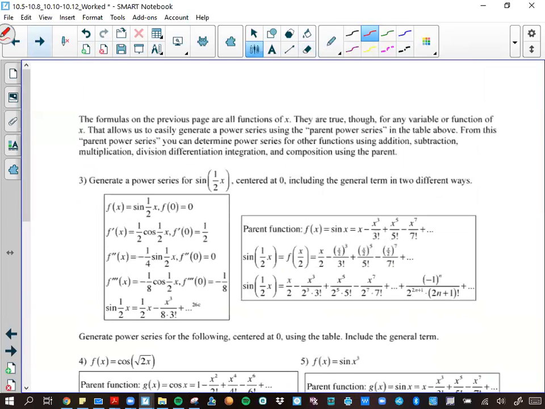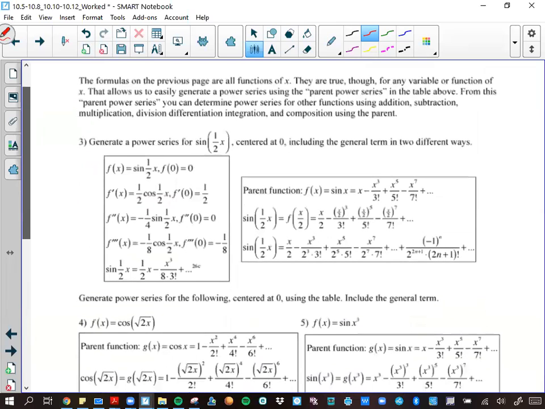Now we're going to manipulate the series that we have memorized. We know that sine x is equal to x minus x cubed over 3 factorial plus x to the 5th over 5 factorial minus x to the 7th over 7 factorial. So what we do here is, if we have sine of 1/2 x, we're going to replace all the x's with 1/2 x. That's all we're going to do. We're going to put 1/2 x wherever we see an x in our parent function.